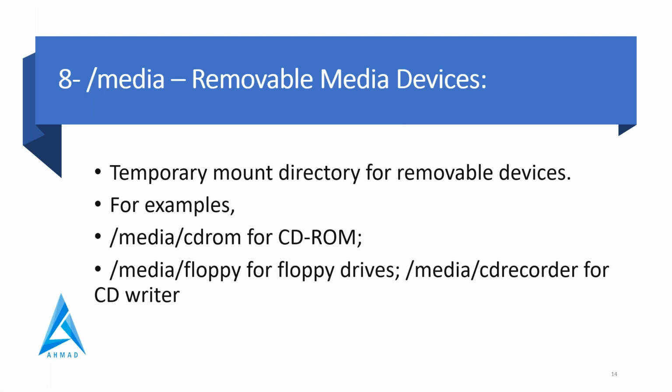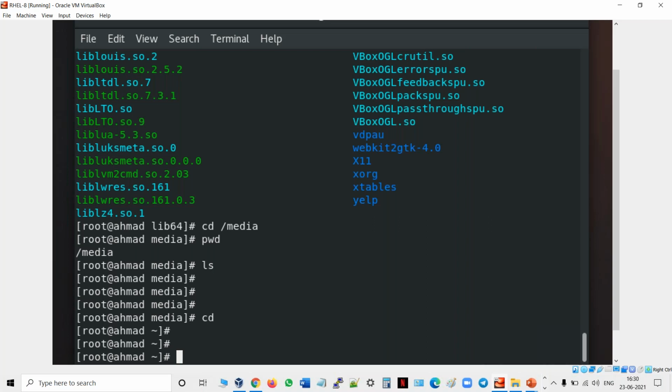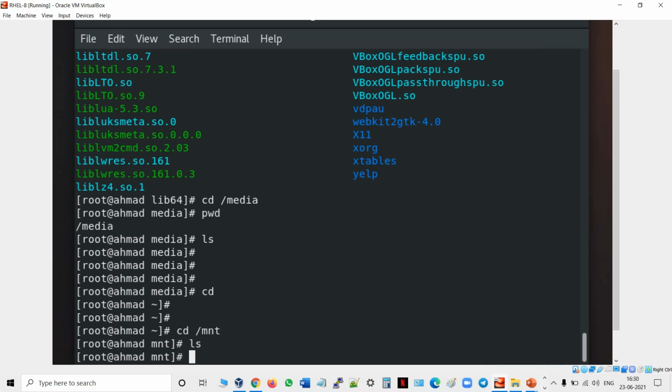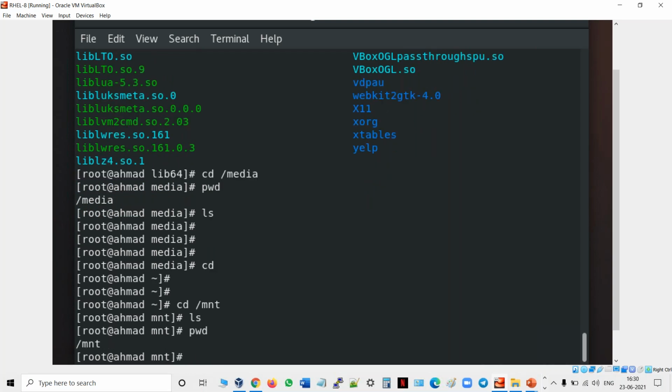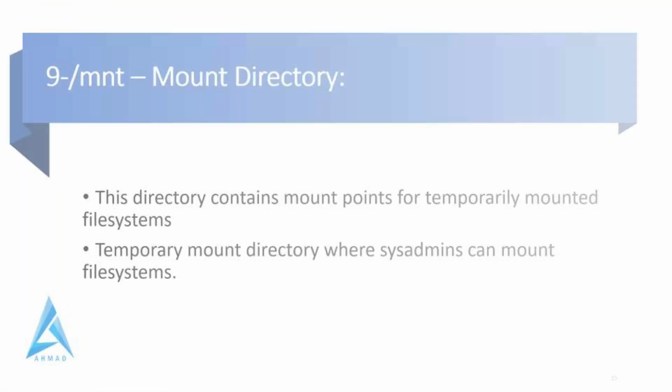Okay, and then another directory is the mount directory, mnt. Whenever you are mounting any file system, it will be shown here. It is a temporary mount directory where sysadmins can mount a file system. So if I say cd /mnt, now nothing is there, so it is showing 0, or showing nothing. Okay, so this is the mount directory.